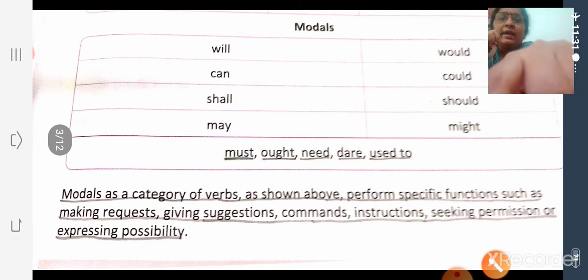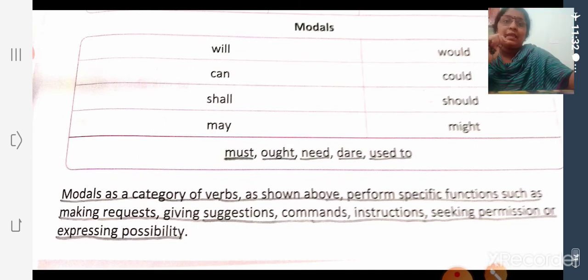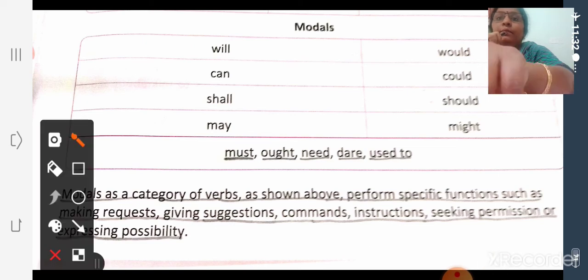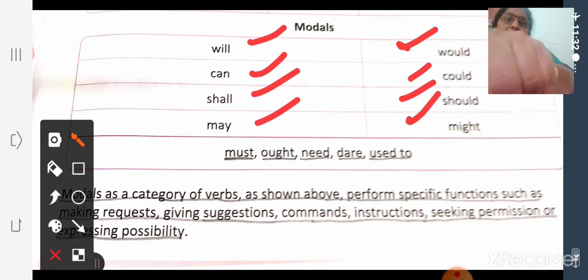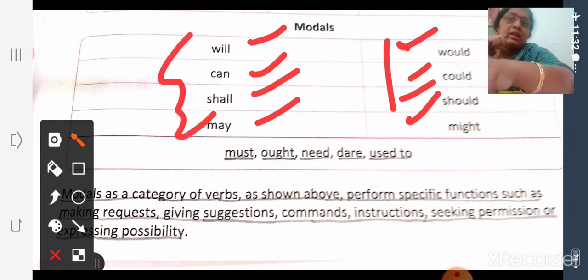Auxiliary verbs. Then we have some other secondary auxiliaries. We have a lot of modal auxiliaries. Some are given here. Will, shall, can, may. Will and would, can and could, shall and should, may and might. These are all future in the past. Modal auxiliaries, future auxiliaries. Along with future tense, we use these auxiliaries: will, shall, can, may.